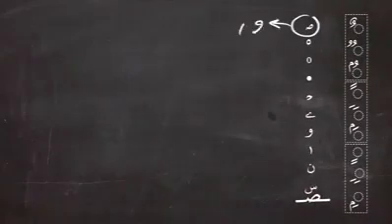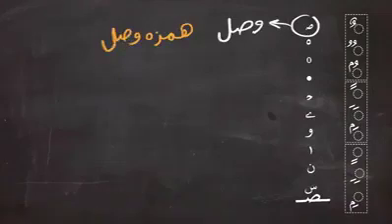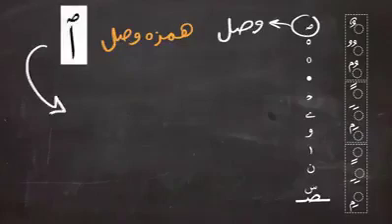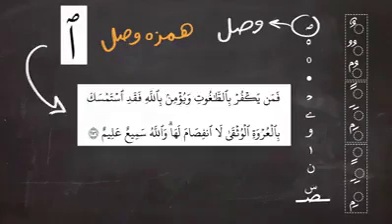Next is a sign that looks a little bit like the sad, and it actually stands for wasl, and it refers to the hamzat wasl, and it means that the hamza or the alif is not pronounced, like in this example. فَقَدْ اسْتَمْسَكَ بِالْعُرْوَةِ الْوُثْقَى لَا انْفِصَامَ لَهَا.